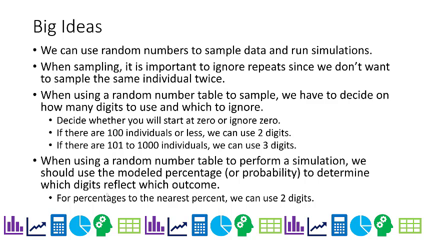When using a random number table to perform a simulation, or even random numbers in general, whether it's technology or whatever, we should use the modeled percentage or probability to determine which digits reflect which outcome. So for percentages to the nearest percent, we can just use 2 digits. You saw in that last example it was to the nearest 1/10 of a percent, and in that case, we wanted 3 digits.